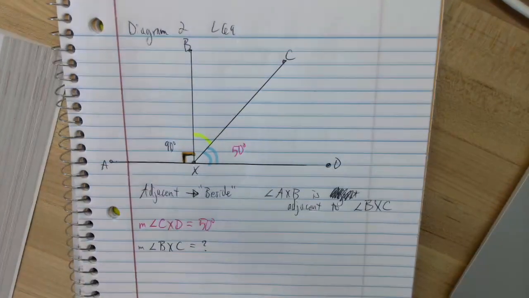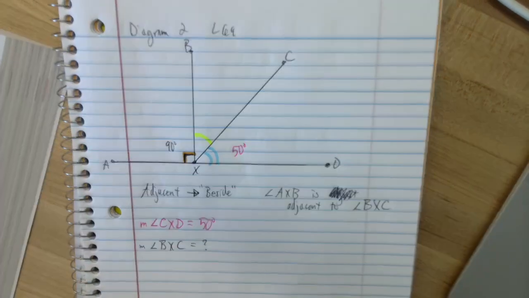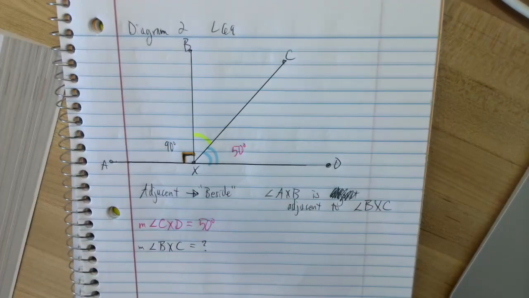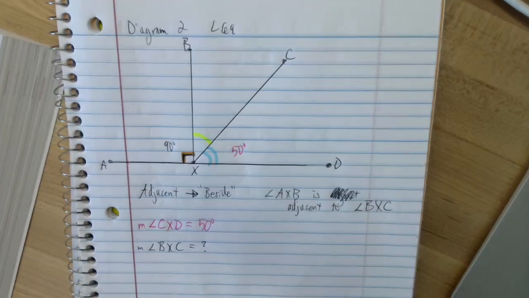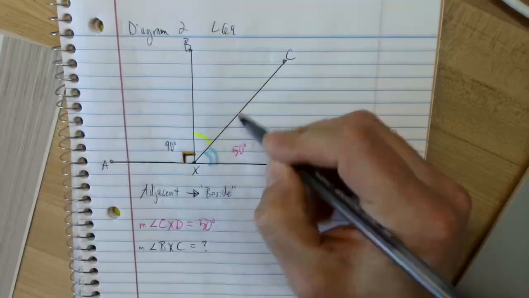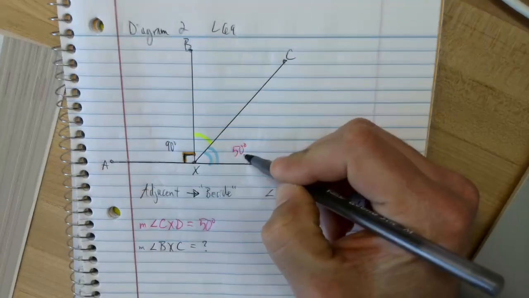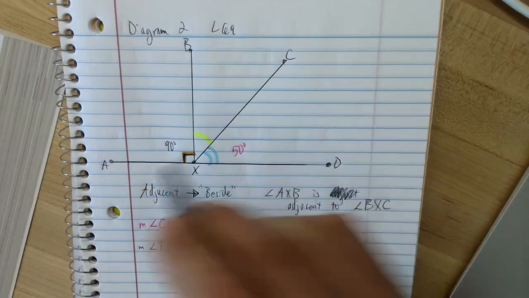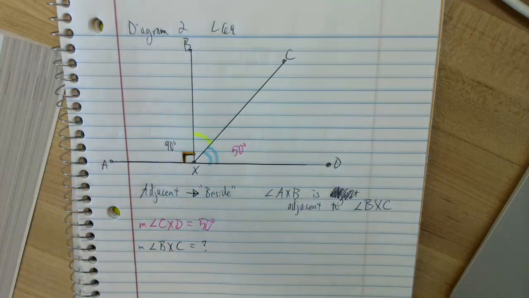Oh, BXC. Any guesses other than Grayson's? 40. Allie? 40? All right. Why do you think 40? Because 50 and 40 add up to 90. Why does this part have to be 90? It's the other side of the linear pair, which has to add up to 180.